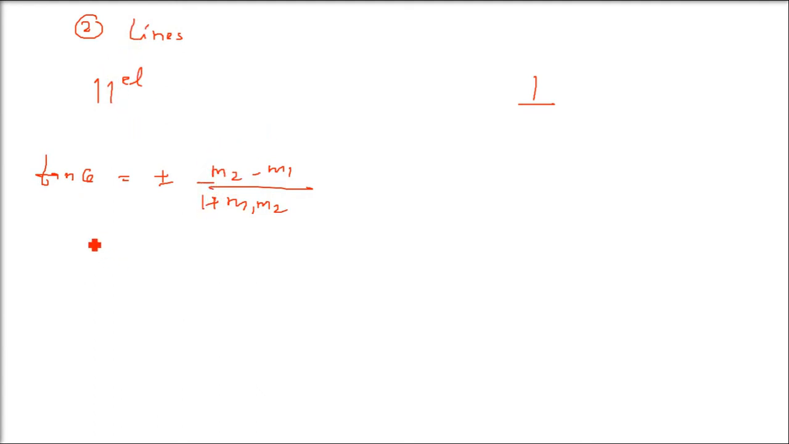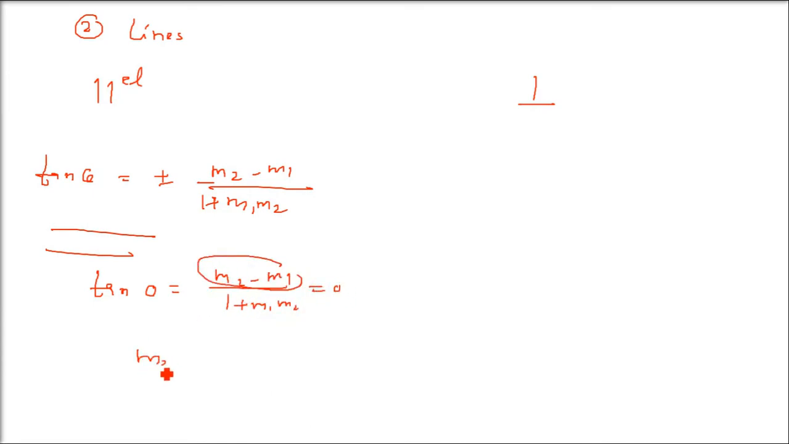Now what is the parallel? If two lines are parallel, that means tan theta, that is tan 0, equals 0. Tan 0 is 0. That is m2 minus m1 or m1 minus m2 equals 0. That means m1 equals m2. So the condition of parallelism of lines is m1 equals m2. When two lines are parallel, their slopes are equal.